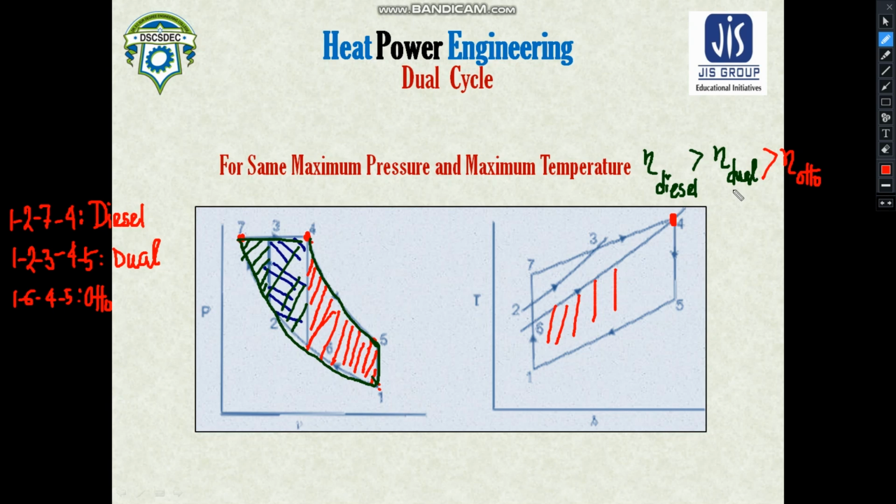So when we compare these cycles from the point of view of the same maximum pressure and maximum temperature, auto cycle will give you the minimum efficiency, whereas diesel will give you the maximum efficiency. I think I have cleared this. For the same compression ratio, auto gives you the maximum efficiency and diesel gives you the minimum. But for the same maximum pressure and maximum temperature, it is exactly reversed. Auto becomes the minimum efficient cycle, whereas diesel is the maximum efficient cycle.